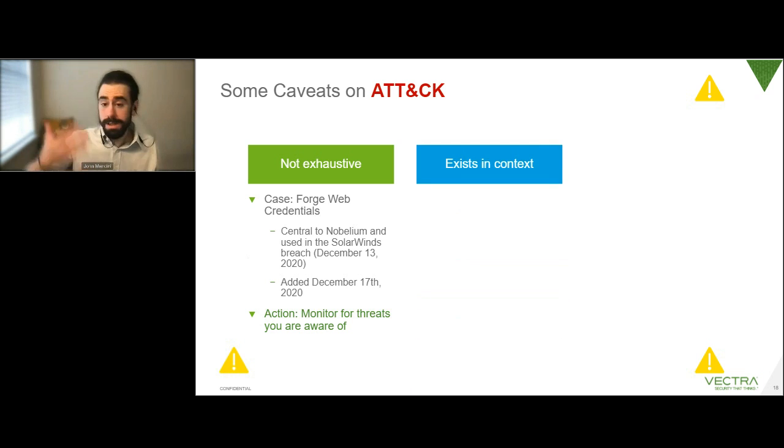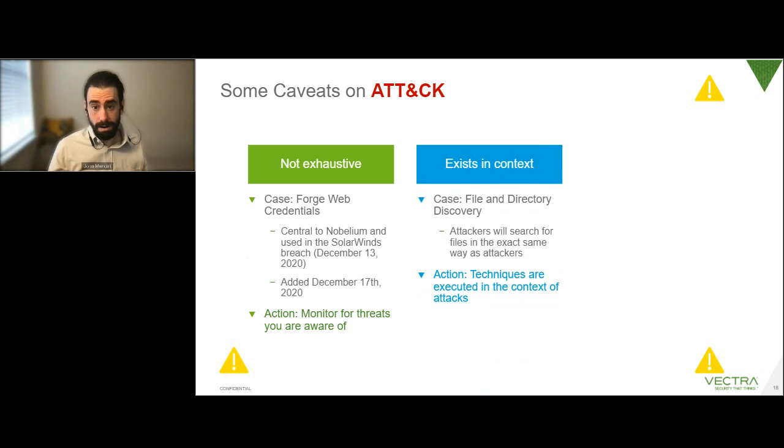All these techniques, as they are documented here, are post-compromise techniques or related attack techniques that exist in context. That valid account technique is an example, but so is a different one called file and directory discovery. An attacker will search for files in the exact same way as a legitimate user. So having coverage for that, and working towards coverage, has some challenges if you are purely testing that technique from a defensive building perspective.